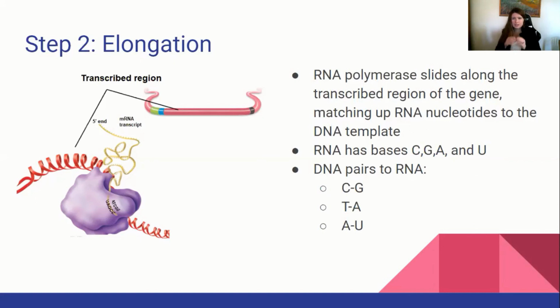Okay. Another thing to note is that as RNA polymerase is doing this transcription, it's actually only reading one of the strands of DNA. The other one it ignores. Our mRNA is going to be just a single strand, unlike DNA, which is a double strand.